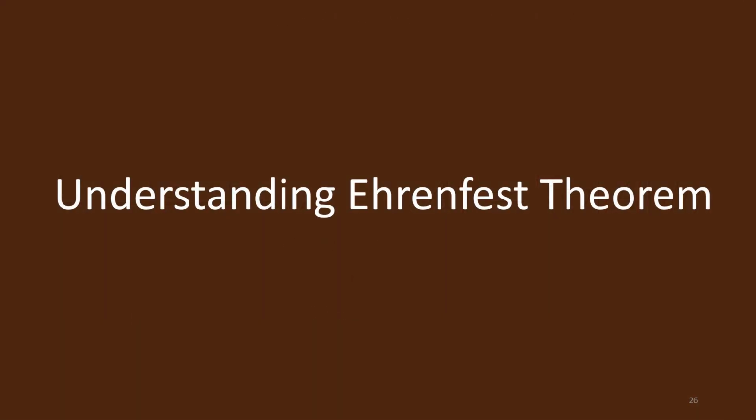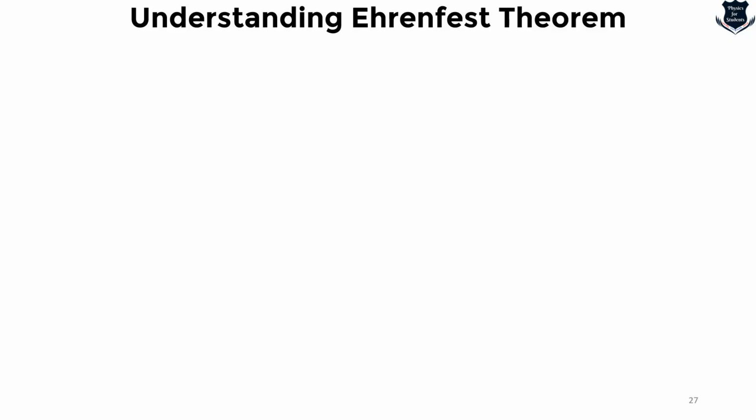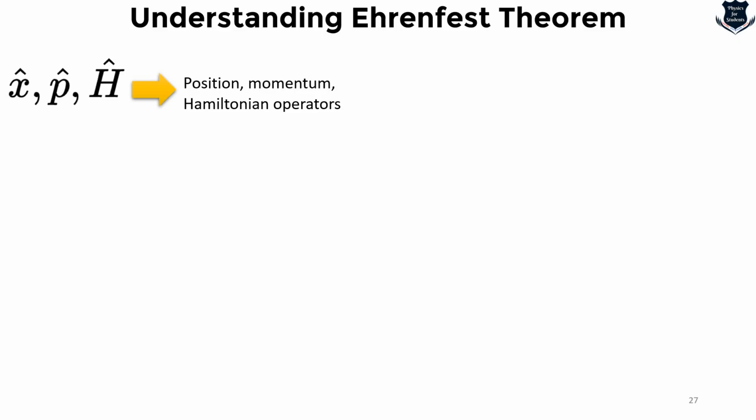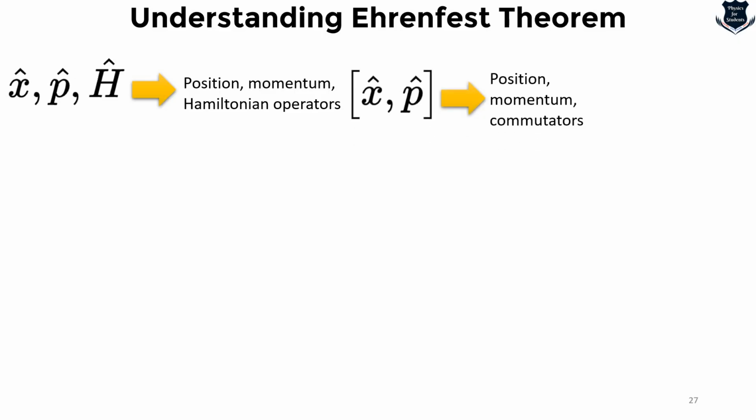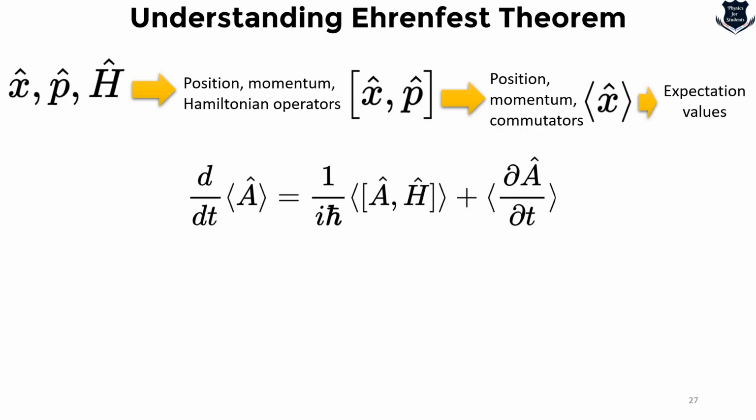So with all those tools under our belt, we go ahead to the last part of our video, and we now understand what the Ehrenfest theorem is. A quick review: these little hats denote the position, momentum and Hamiltonian operators. We have also seen that position and momentum within square brackets are commutators, and the angular brackets are the expectation values. So with that we go directly into decoding this. This is basically the Ehrenfest theorem, and this is how the equation looks.